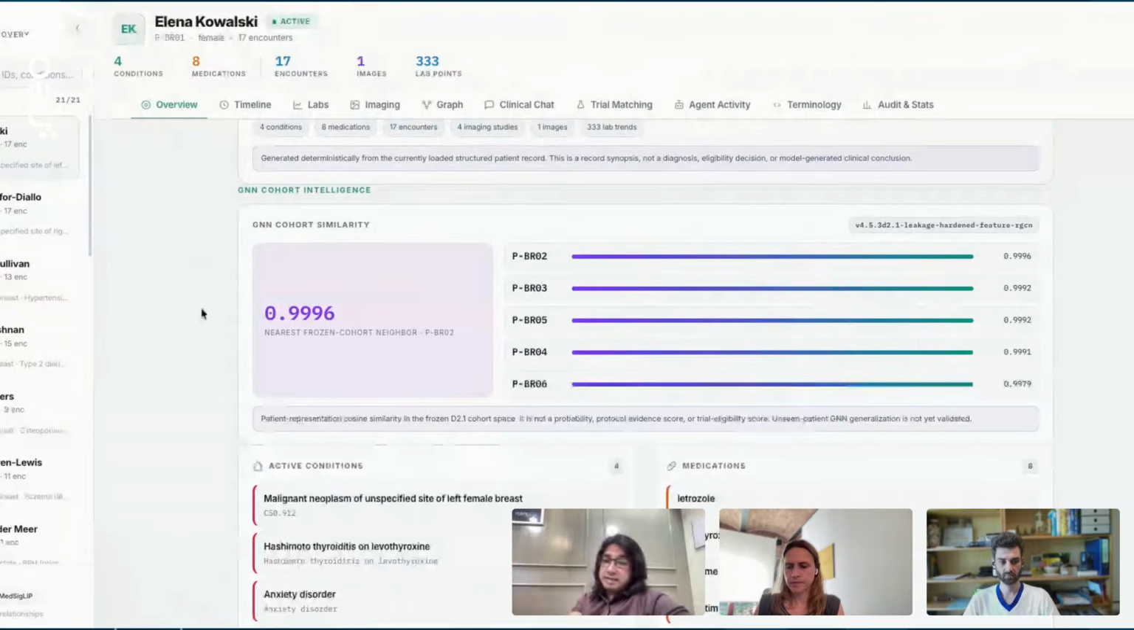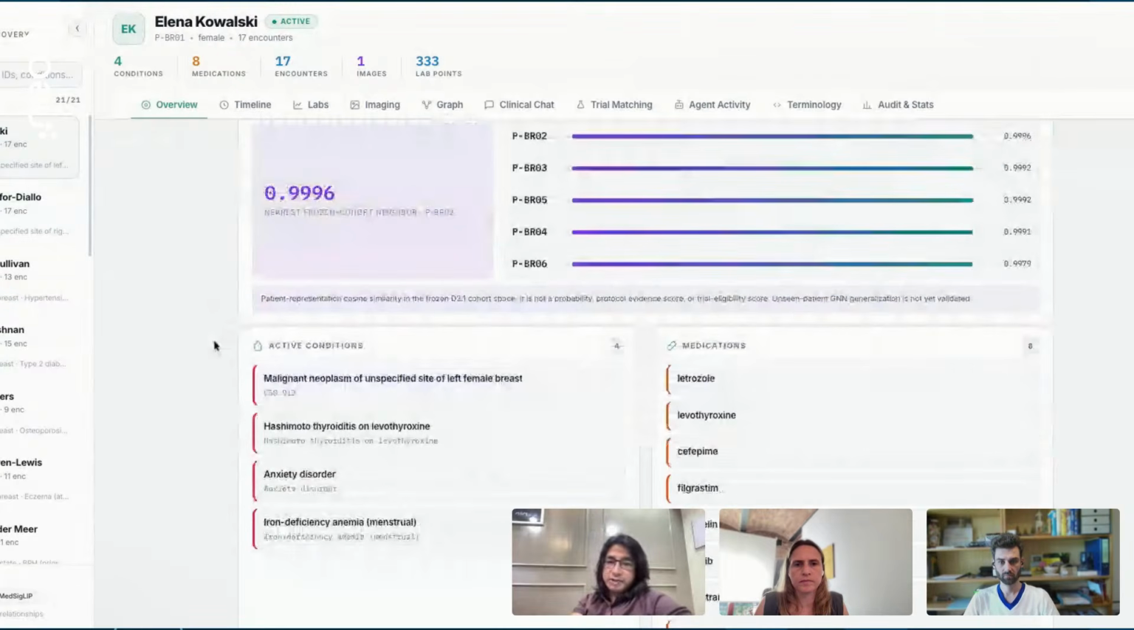And the data as well, right? So 0.996, this is coming from how close these patients are to each other in terms of their primary evidence of breast cancer. And that's why we keep them as a cohort, because when we look into clinical trials, the first cohort is the primary evidence of the disease, and that's where the cohort comes in. The active conditions for ELENA, as per the identification from the FHIR data, are malignant neoplasm, thyroiditis, anxiety, and iron deficiency anemia.